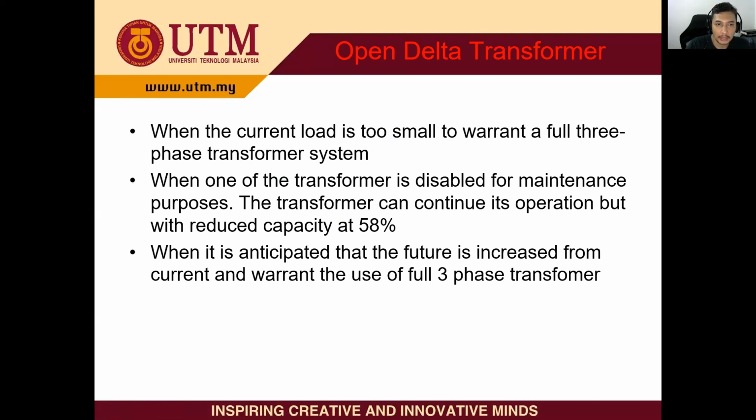So the open delta transformer can be used when the current of the load is too small to warrant a full three-phase transformer system. So we can open one transformer. The second reason is that one transformer may be disabled for maintenance purposes. And maybe the transformer is installed in anticipation that the future load will increase and can warrant the use of a full three-phase transformer.